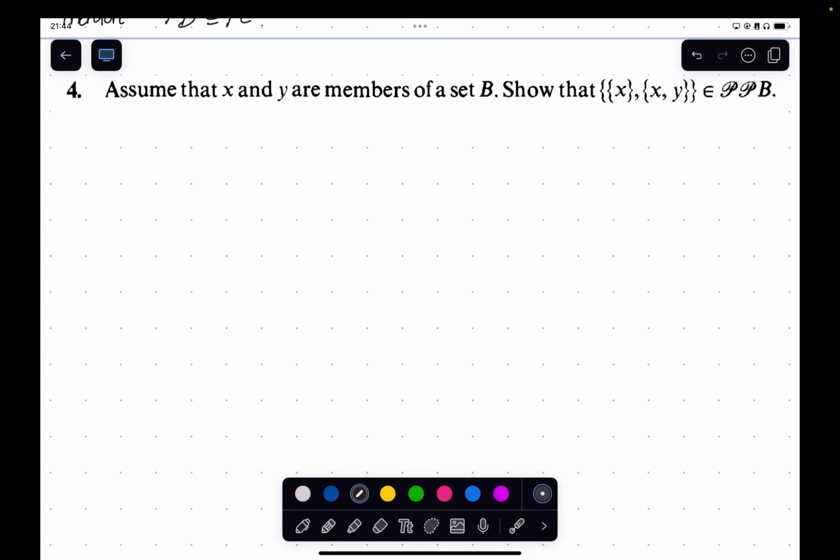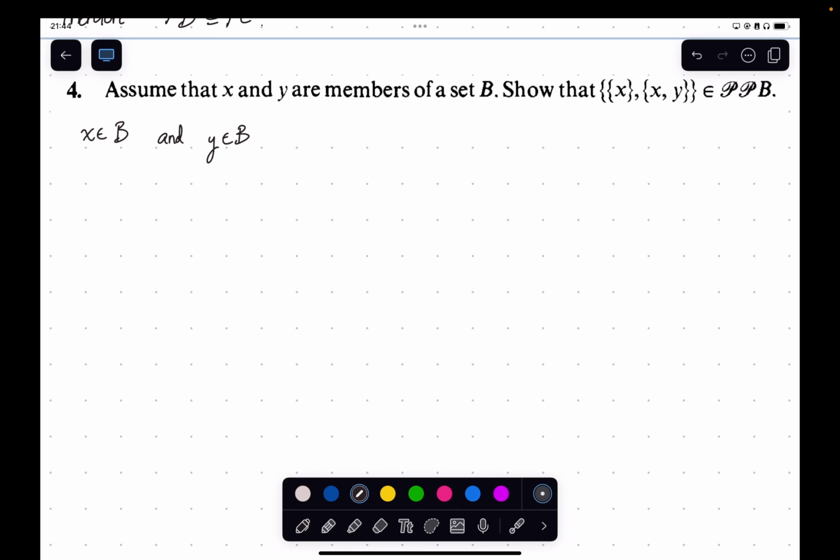All right, so the first thing this question commands us to do is to assume that X and Y are members of a set B. So right off the bat, we know that X is in B and Y is in B. And we should just take that to be true because Anderton decided this was the case.